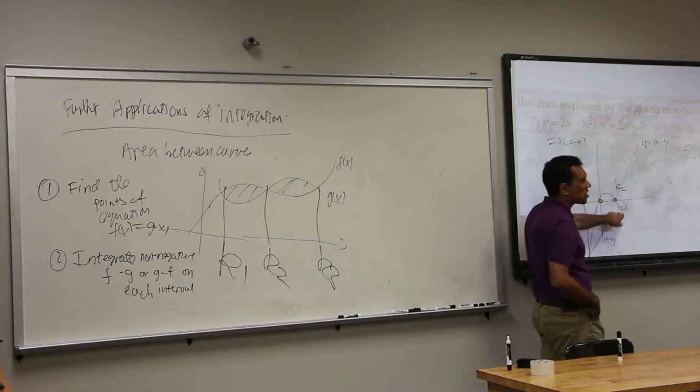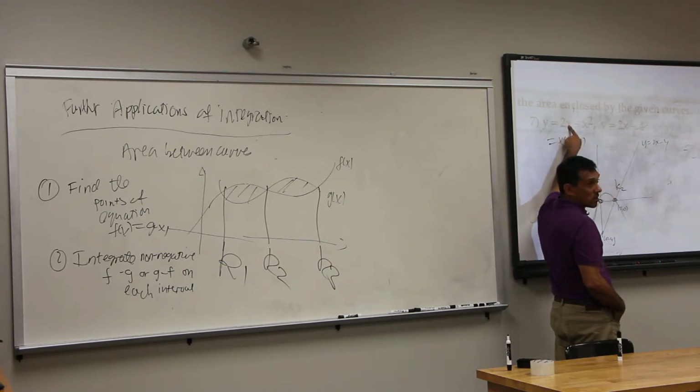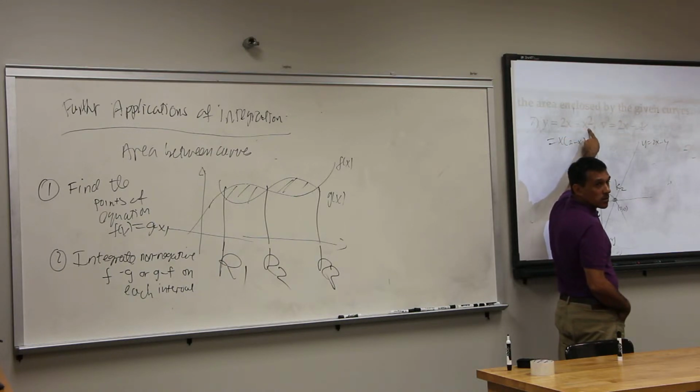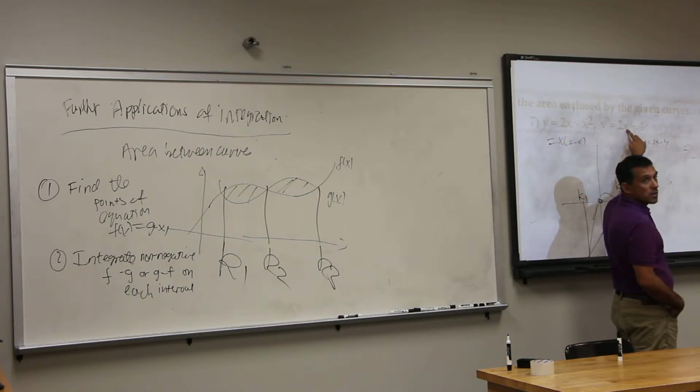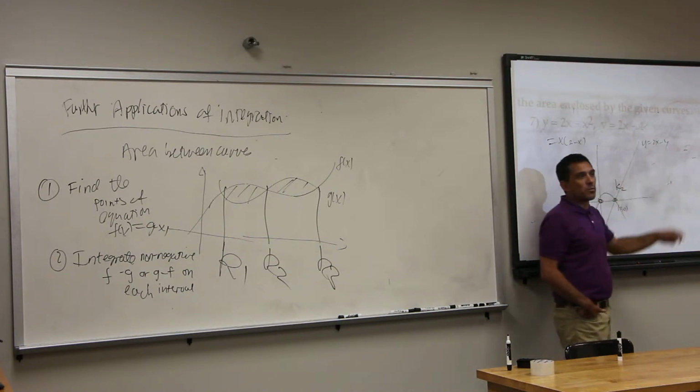How do you check that 2 is a knot? We'll check. 2 times 2? 4 minus 4? 0. 2 times 2? 4. Minus 4? 0. So at x equal to 2, they're both 0. That's a knot.